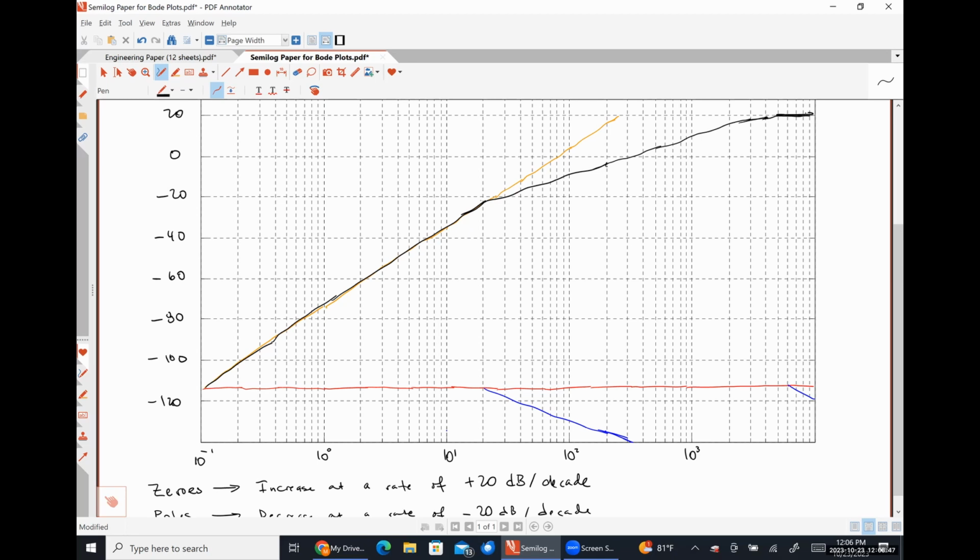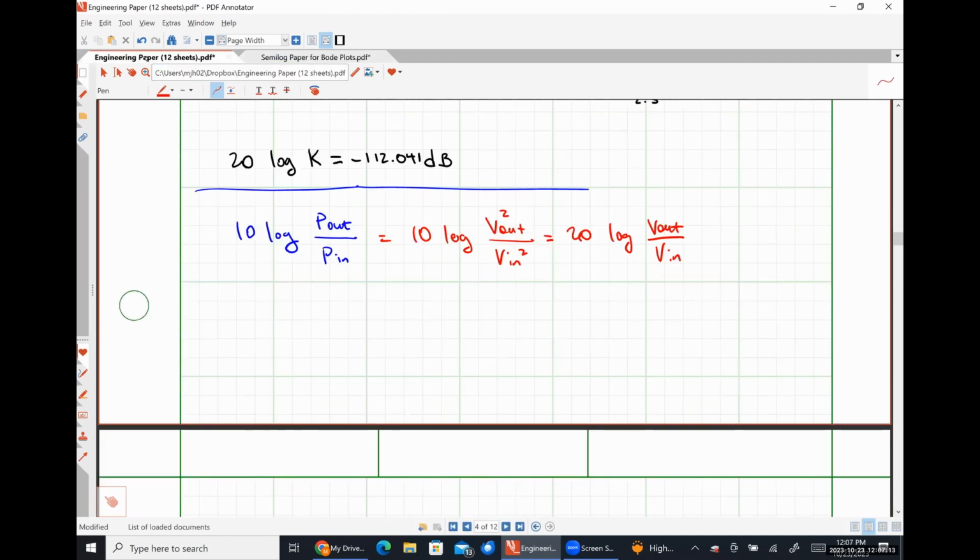So the rates only depend on how many poles or zeros? So the locations of them depend on what values we have for omega P1 and P2. Correct. Yes. Yes. So if we go back to the other thing here, typically speaking, you get to use a ruler to do this as well.